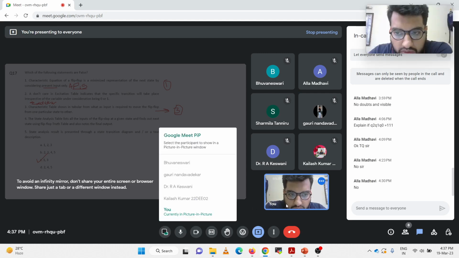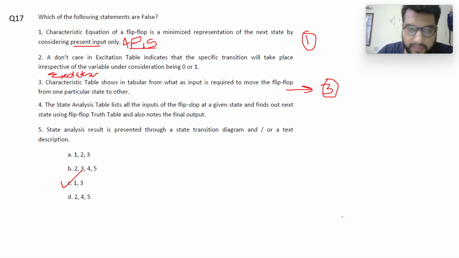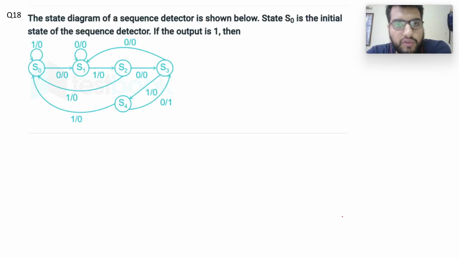now towards question number 18. The state diagram of a sequence detector is shown below. State S0 is the initial state of the sequence detector. If the output is 1, then, so what does this question ask us? This question asks us to find the sequence. Basically, it's a sequence detector, and we need to find out the sequence that is detected. So when the question states if the output is 1, that means the sequence has been detected. So we need to find out the sequence.